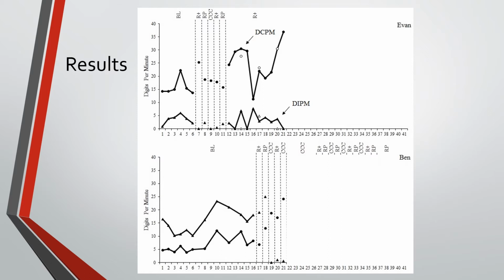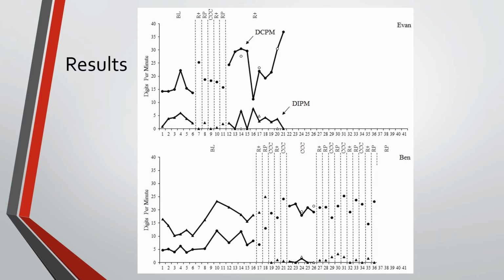We implement his and we see a very similar pattern to Jose. So the cover, copy, compare with repeated practice is the first session that he is actually accurate and has more digits correct than incorrect per minute. And so during the implementation of that intervention, we see him develop accuracy and become an accurate responder.